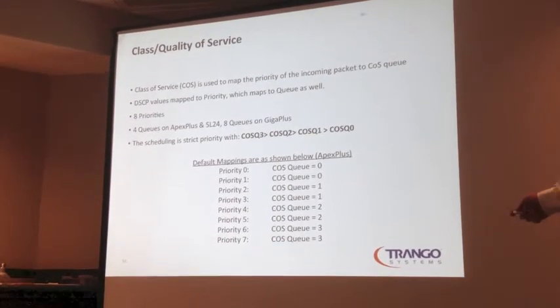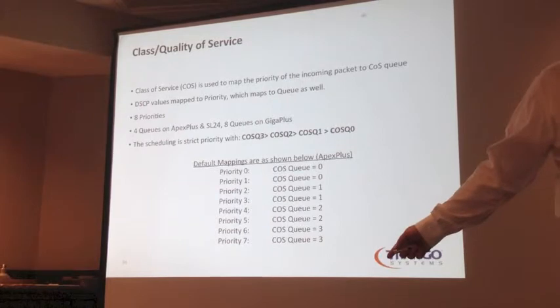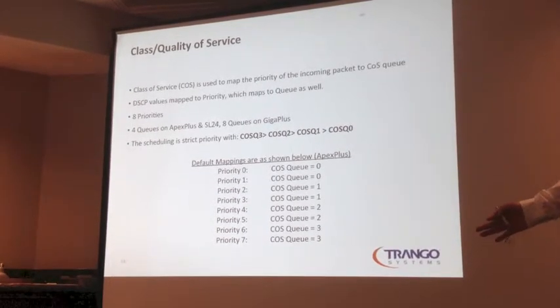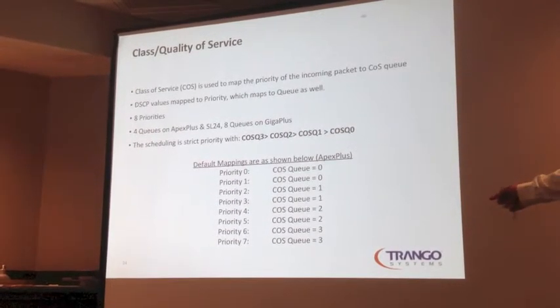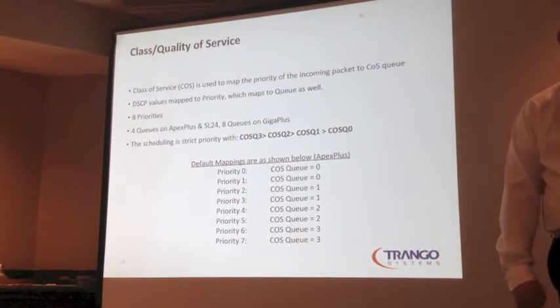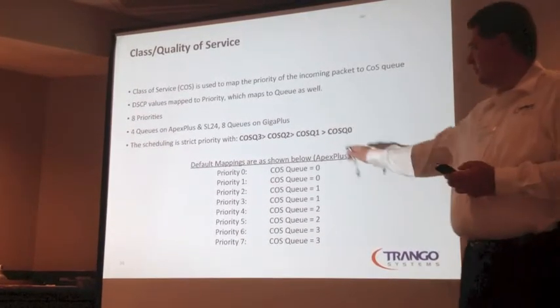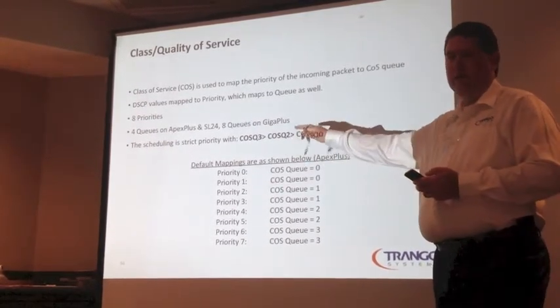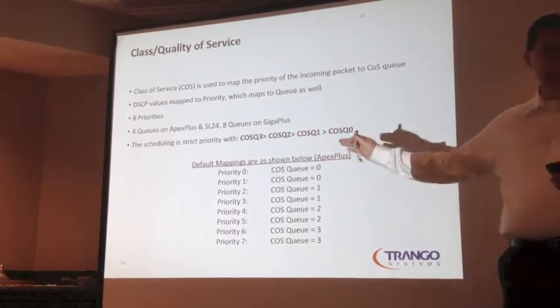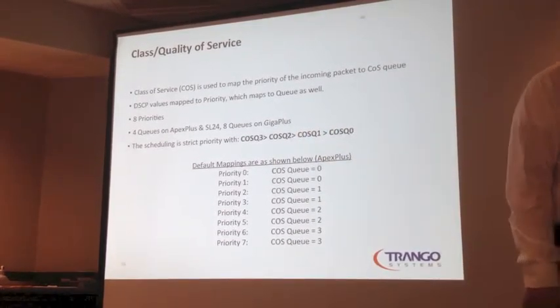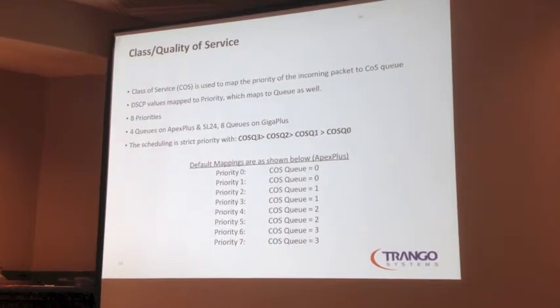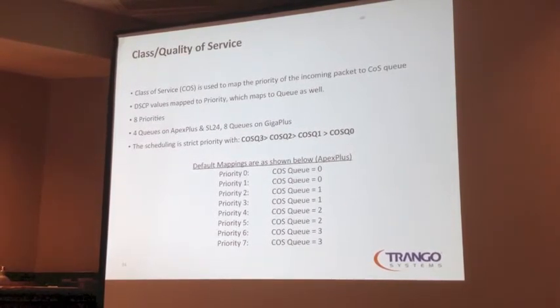Okay, class of service we already talked about, I think, pretty clear. You do have 4 queues on the Apex Plus. You have 8 queues on the Gigaplus. By default, the queues are strict. So queue 3 is all empty before queue 2, before queue 1, etc. Again, by default, you don't have to do anything with this necessarily.